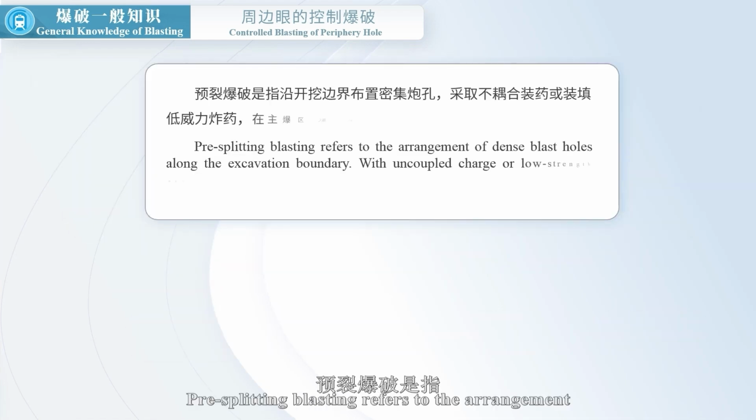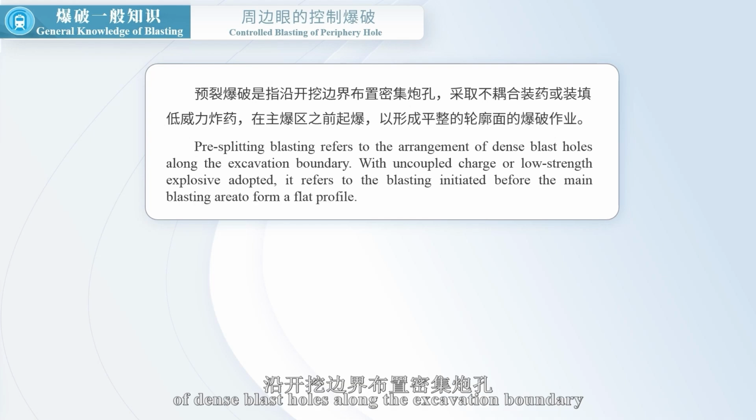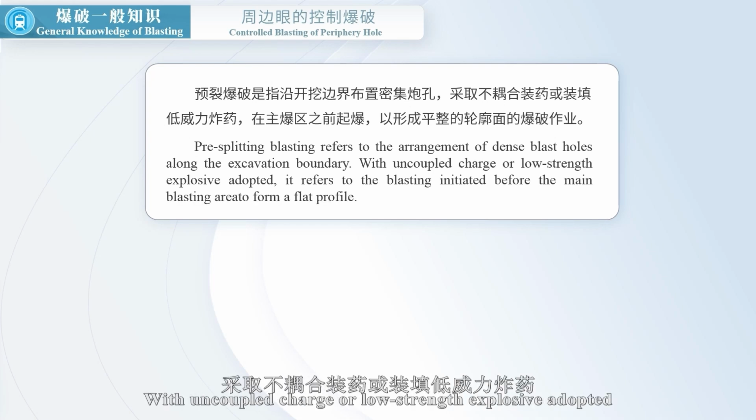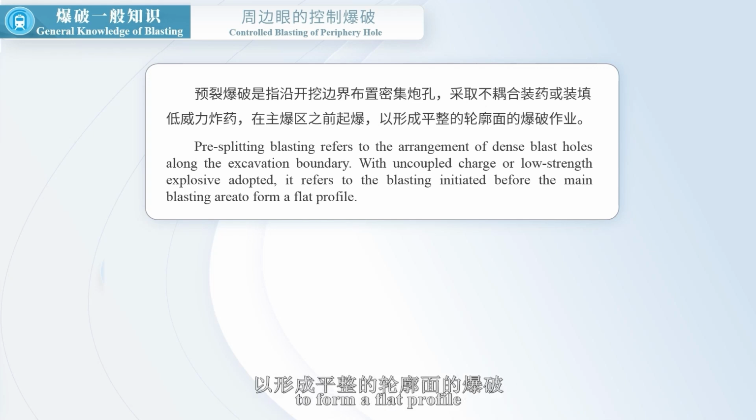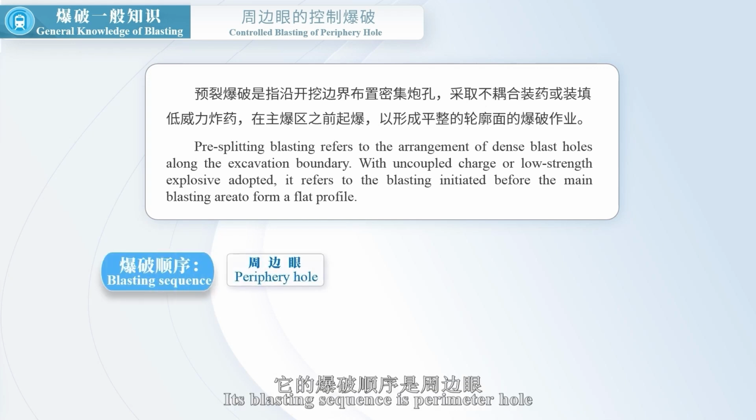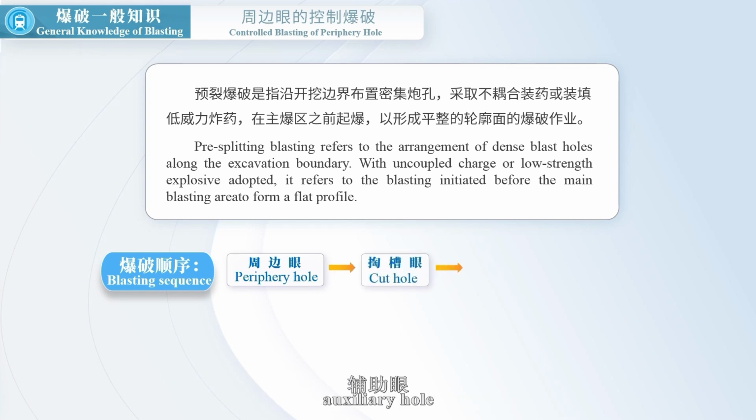Pre-splitting blasting refers to the arrangement of dense blast holes along the excavation boundary, with uncoupled charge or low-strength explosive adopted. It refers to the blasting initiated before the main blasting area, to form a flat profile. Its blasting sequence is perimeter hole, cut hole, auxiliary hole, baseplate hole.